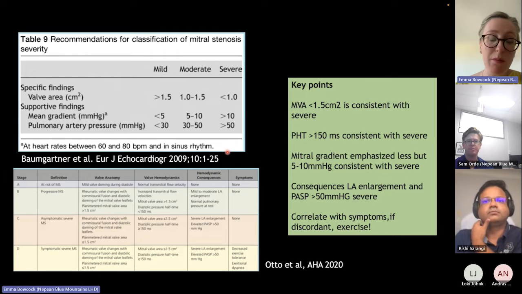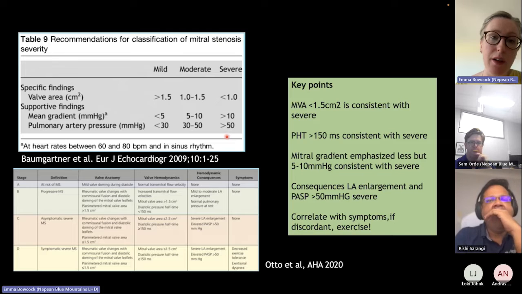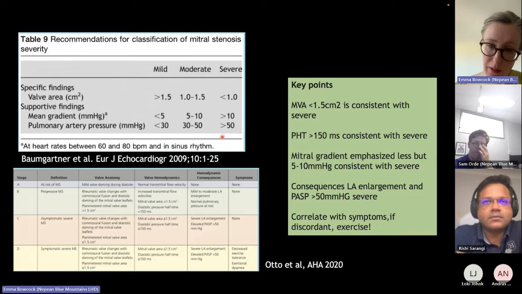So you might be familiar with this. This is the JASE paper from 2009 that has all of the different valvular stenoses. So it has aortic stenosis in there as well. And this is the table, sort of how we classify severity of mitral stenosis. This is from 2009, so quite a while ago. And it used to be mild, moderate, severe, with this sort of less than 1 being severe for the valve area, mean gradient of more than 10, and pulmonary artery pressures of more than 50.